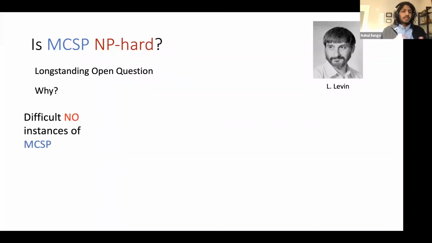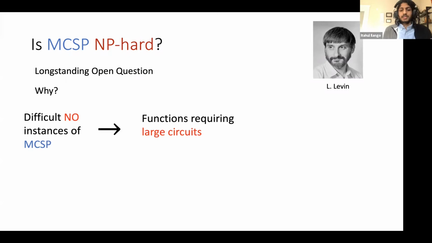Well, the intuition researchers have on this is that if you look at what the difficult no instances of MCSP correspond to, it's a truth table that requires large circuits. So you have some truth table, and in order for it to be a difficult no instance, it means that in some sense it requires large circuits.